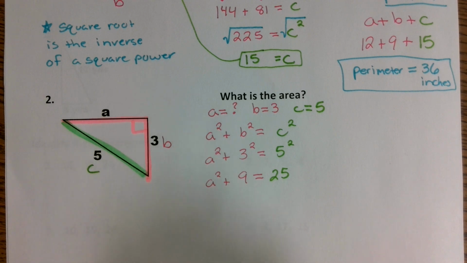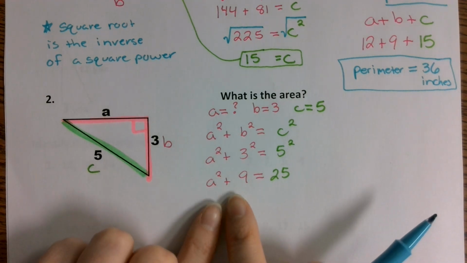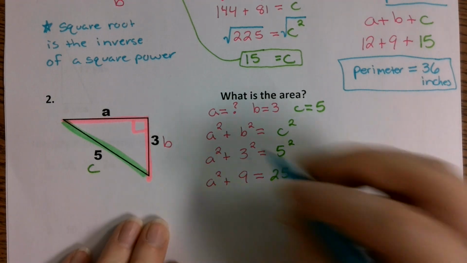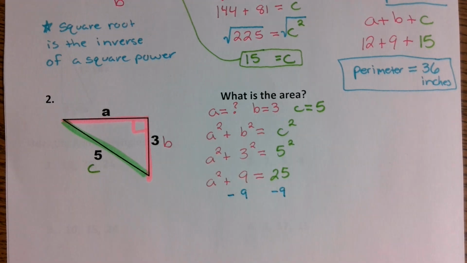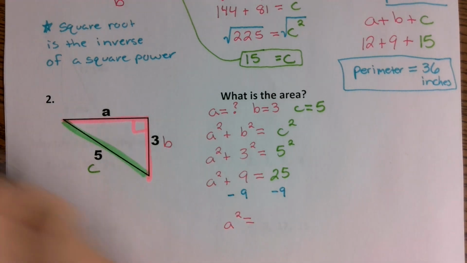Minus the 9 from 25. You need to subtract the 9 from both sides because you've got to get that a squared isolated so that you can then take the square root. So the inverse operation that we need to perform first would be to subtract 9 from both sides. That leaves us with a squared now equaling 16.